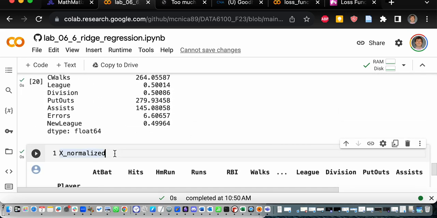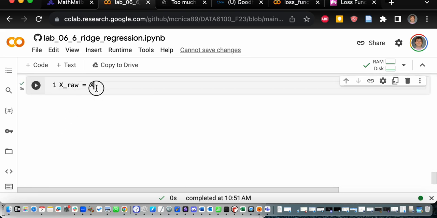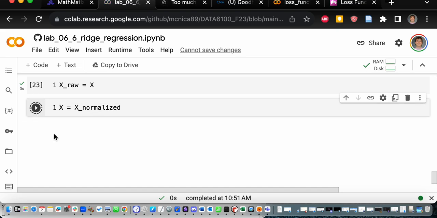And if I was writing everything from scratch, I would write it all with x normalized, but I already wrote all the code using x. So I'm going to do something slightly bad, is I'm going to say x equals x norm. Actually, why don't we do this? Let's do x raw equals x. So we'll save the data frame that x is into x raw. And then we'll do x equals x normalized. And now everywhere that was an x before has been replaced by the normalized thing.